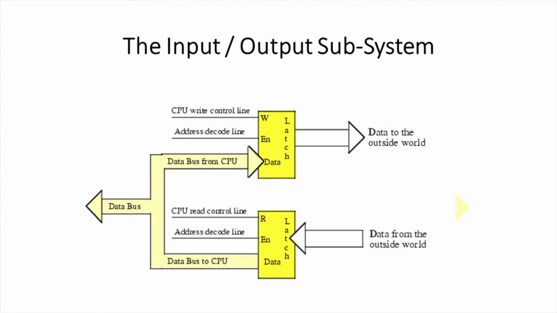So, once these two are enabled, the data bus actually carries the data either to the CPU from the device or to the device from the CPU, in either way, and there are special registers called latches in the IO subsystem, wherein the data is latched for either writing to the device or reading from the device. So, this is a picture of the IO subsystem of a typical computer.